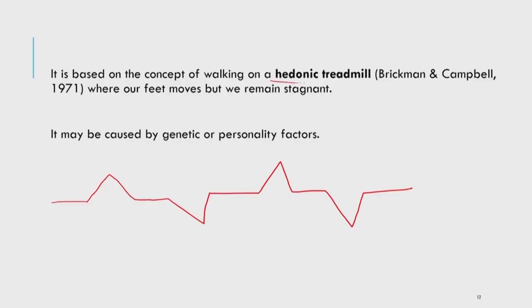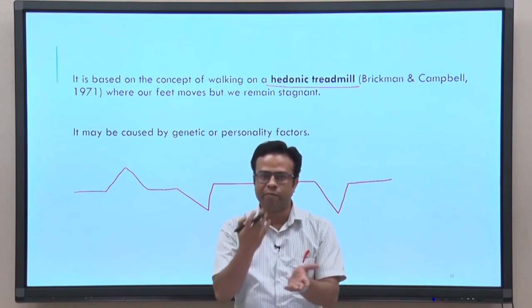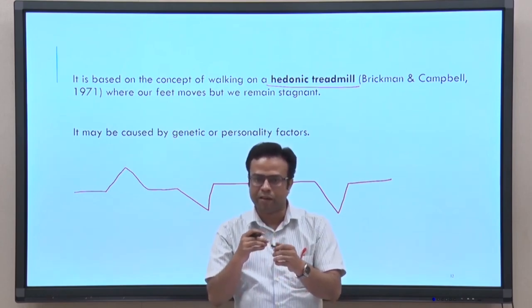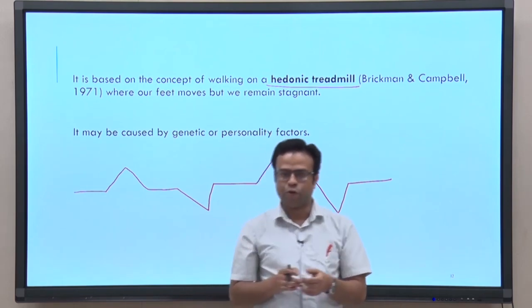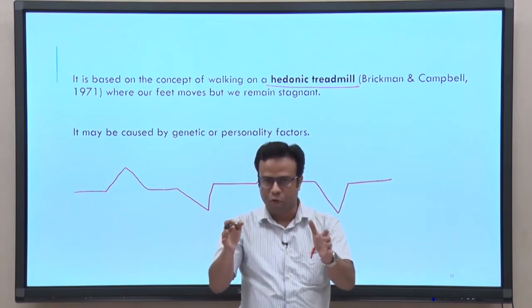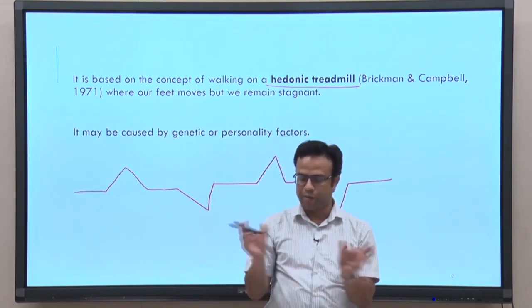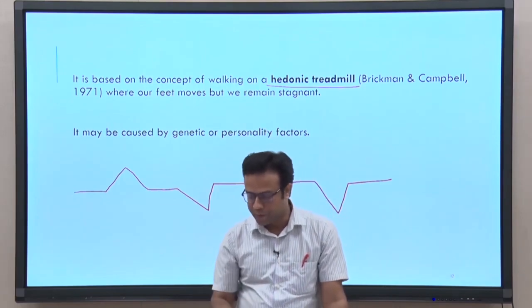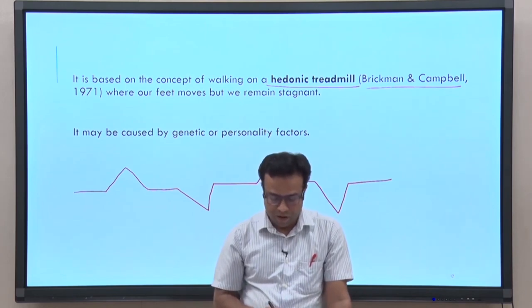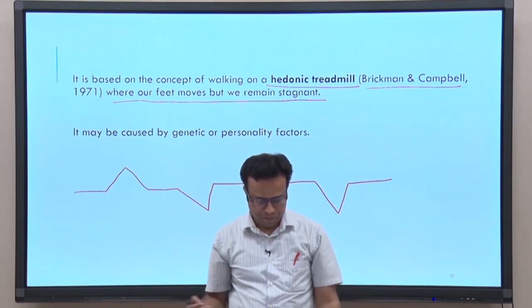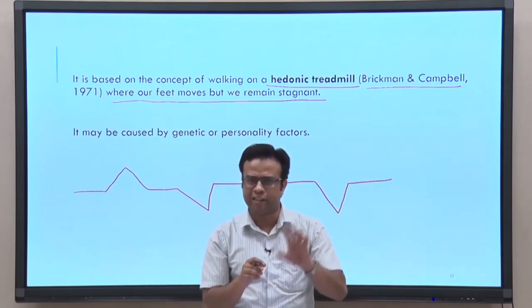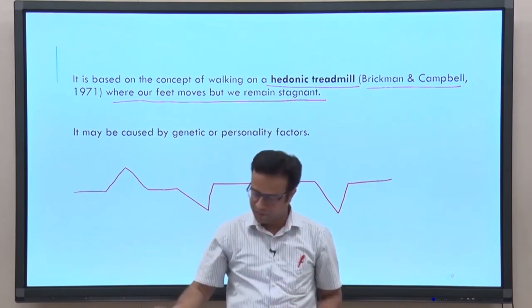It is based on the concept called the hedonic treadmill. It is more like walking on a treadmill. Those who know about treadmills, you may be walking and running, and your steps may be counting in such a way that you might have crossed many kilometers, but actually you are in the same place. We are doing so much, but overall it is coming back to the same level again. That is the meaning of hedonic treadmill. This term was proposed by Brickman and Campbell in 1971. In the treadmill, our feet move, but we remain stagnant. So our happiness and emotional changes happen, but they are temporary; we come back to our baseline functioning. Hedonic adaptation may be influenced by our personality and genetic set point, but it is more like a psychological process of adaptation.